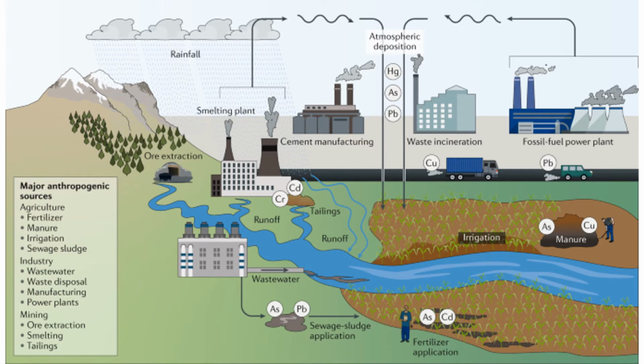So here are some examples of major anthropogenic sources. For agriculture, we have fertilizer, manure, irrigation, and sewage sludge. For industry, we have wastewater, waste disposal, manufacturing, and power plants. For mining, we have ore extraction, smelting, and tailings. So all of these are anthropogenic sources of land or soil pollution.